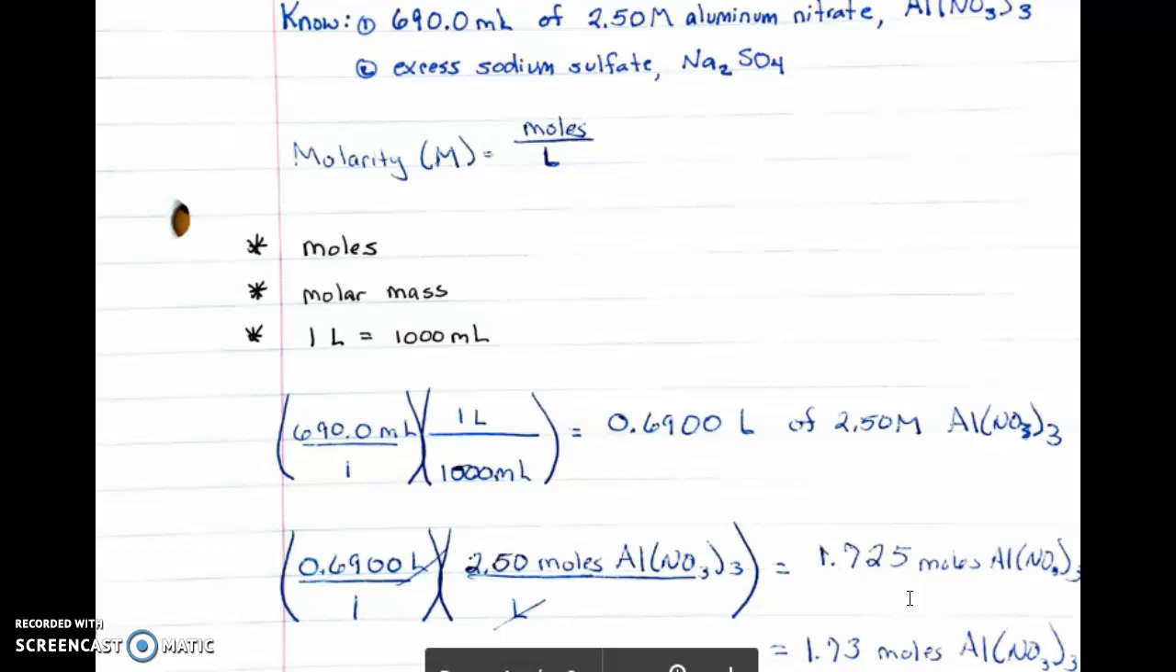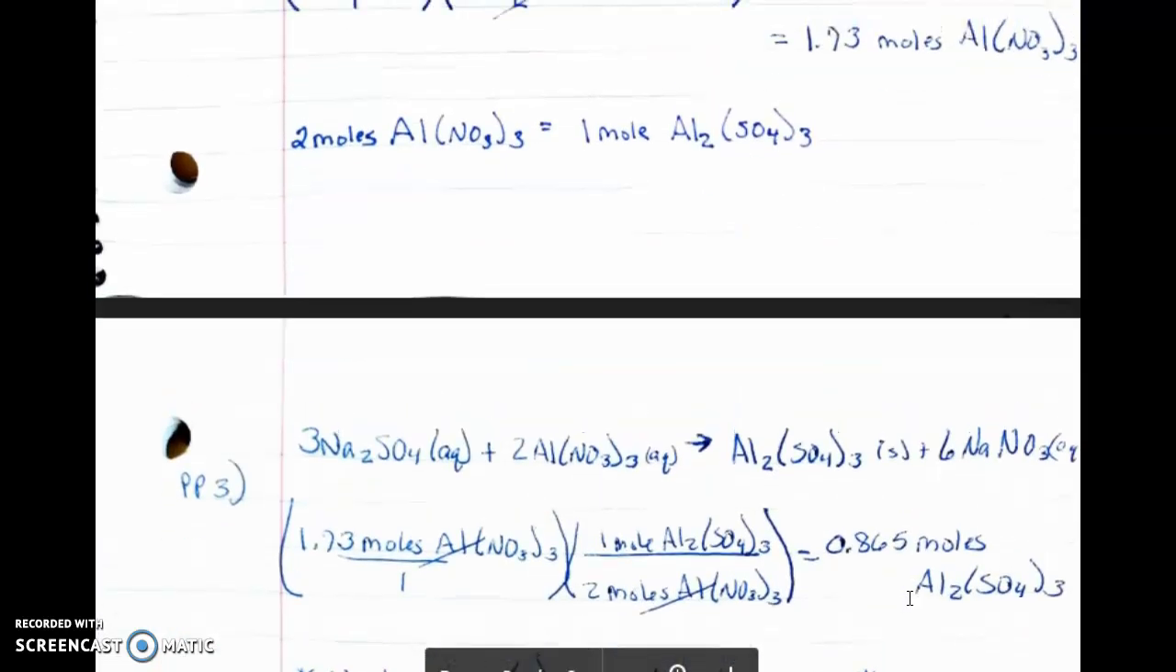Well, that's all well and good, but now what does that mean? It means that I have to go back and look at this equation at the top of our page, and I know that there is a relationship between aluminum nitrate and aluminum sulfate that we're going to make. For every 2 moles of aluminum nitrate that I use, I'm going to generate 1 mole of aluminum sulfate. But I don't have 2 moles of aluminum nitrate. I only have 1.73 moles of aluminum nitrate.